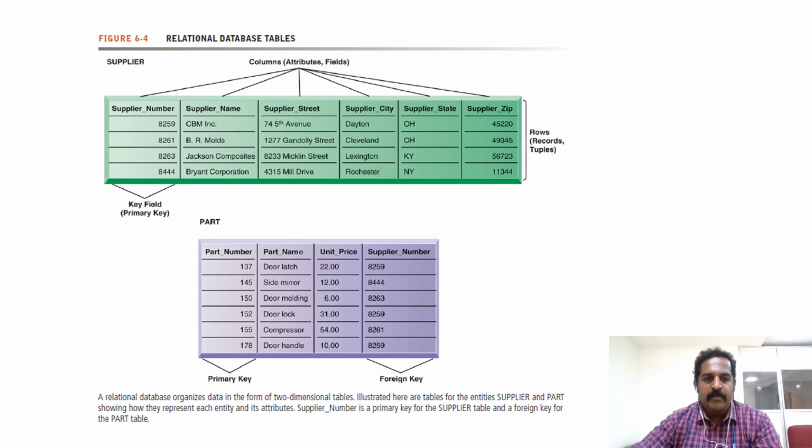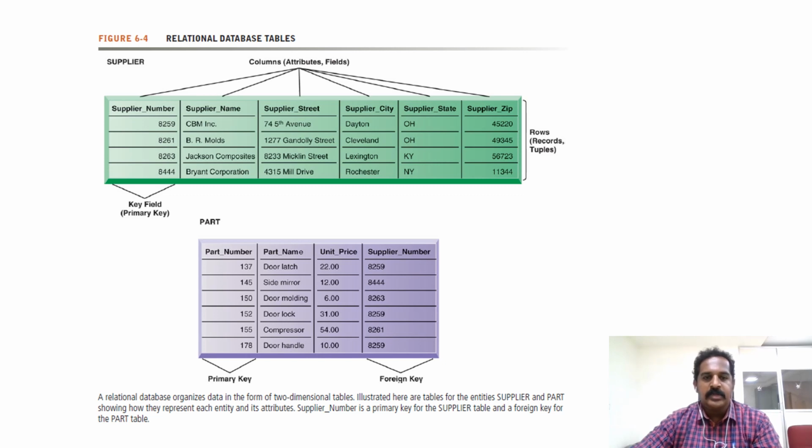Okay, the supplier number, which is also called the primary key, or a key field. This primary key will have a unique number ID. You cannot duplicate this primary key field. For example, the first row, you can see that it is 8259. You cannot find 8259 again anywhere else. Even if there are more than 500 supplier numbers in the list, 8259 will not repeat. It is a unique supplier number which has been given to a particular supplier name like CBM Incorporate.